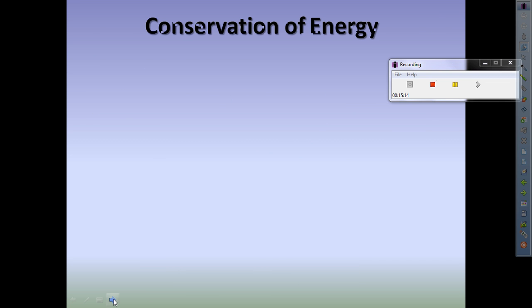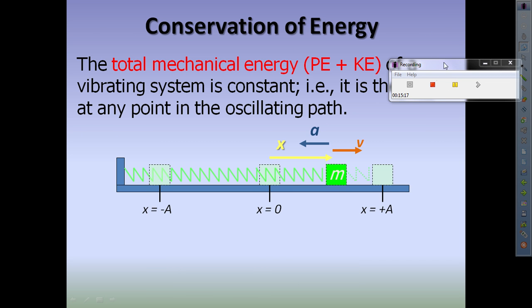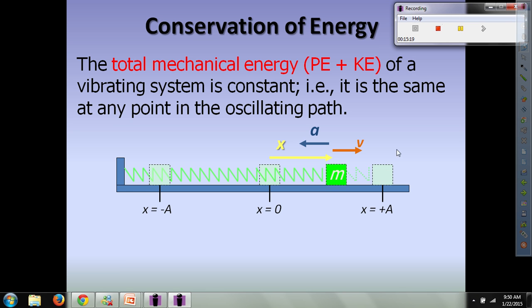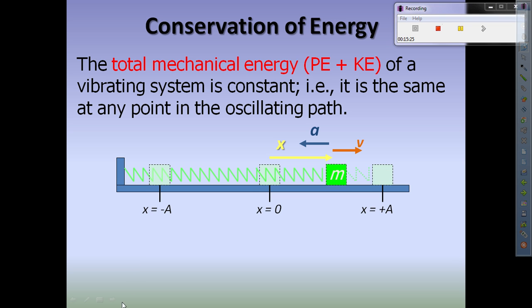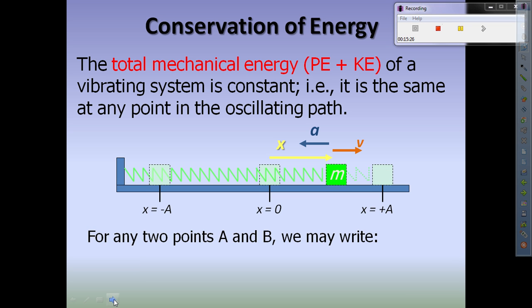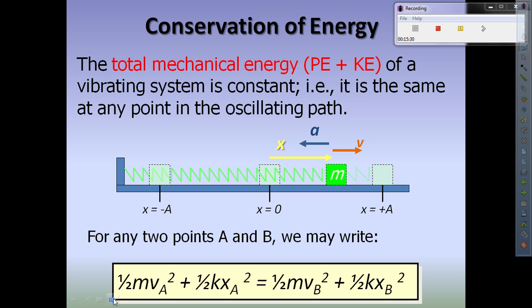All right, now again, we have our friend conservation of energy. So the total mechanical energy, which is PE and KE, has to stay the same. So for any 2 points A and B, we may write that conservation of energy equation: kinetic, potential, kinetic, potential. And again, you probably need to pause and have some time to write that down.